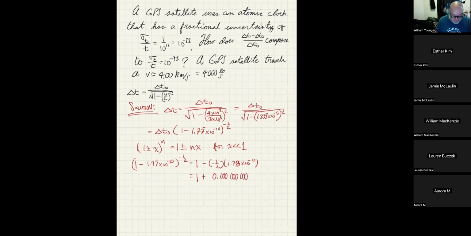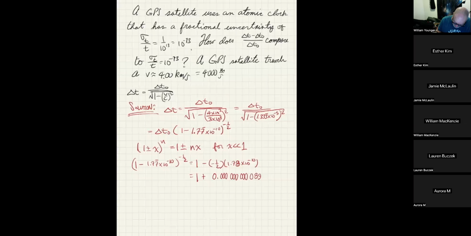0.000000000. That's 10 to the negative 9th. And then 10 to the negative 10 would be there. And then there's an 8, and then there's a 9. Okay. So it's 1.0000000000089 is what that gamma factor is.